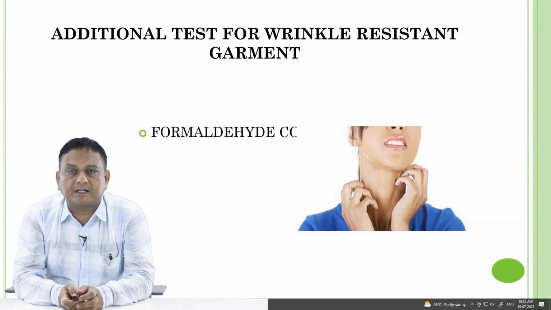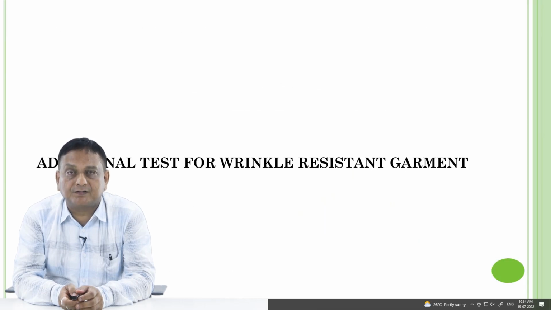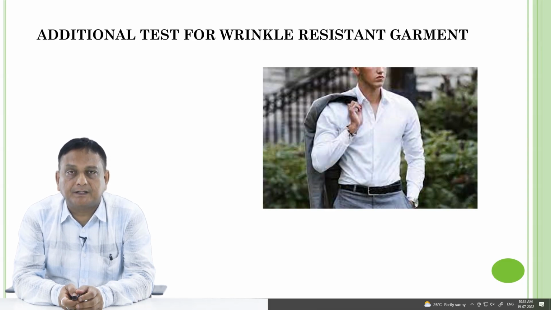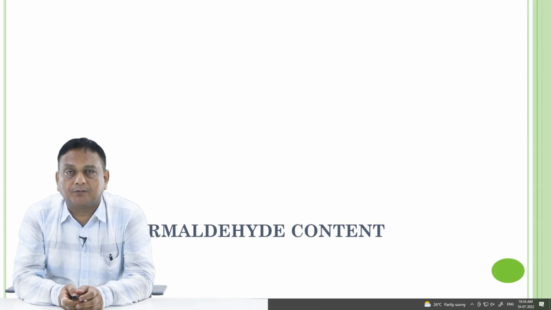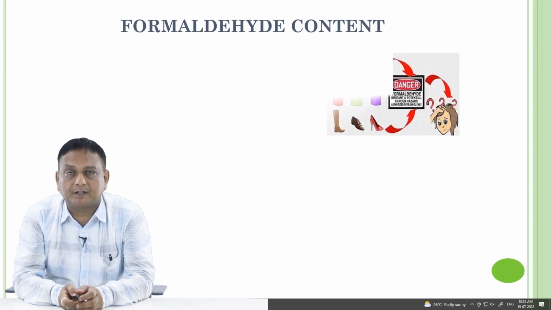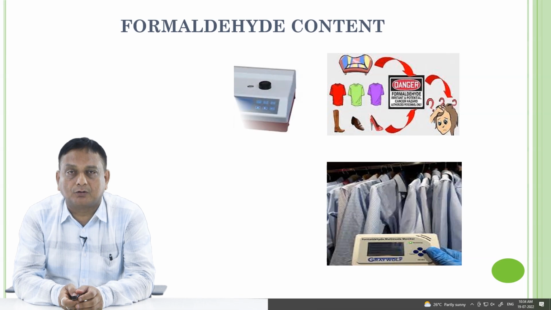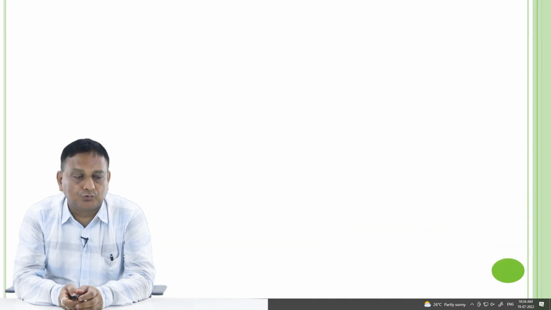Then for wrinkle resistant garments also, different kinds of formaldehyde testing are there, because resins are used there. Resin is applied so that wrinkle resistance properties are imparted, and it is judged by the determination of the formaldehyde content. So that plays an important role. It is a carcinogen, so one has to check the material thoroughly for this. For that, a spectrophotometer is used for judging the formaldehyde.